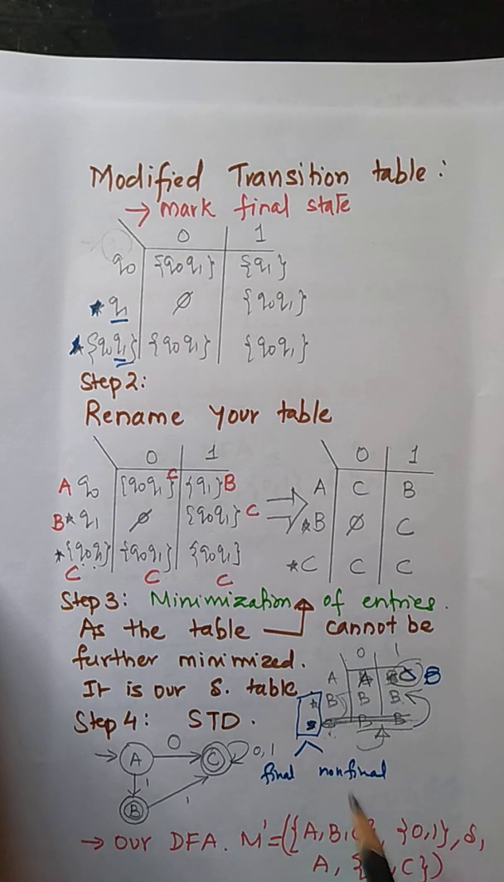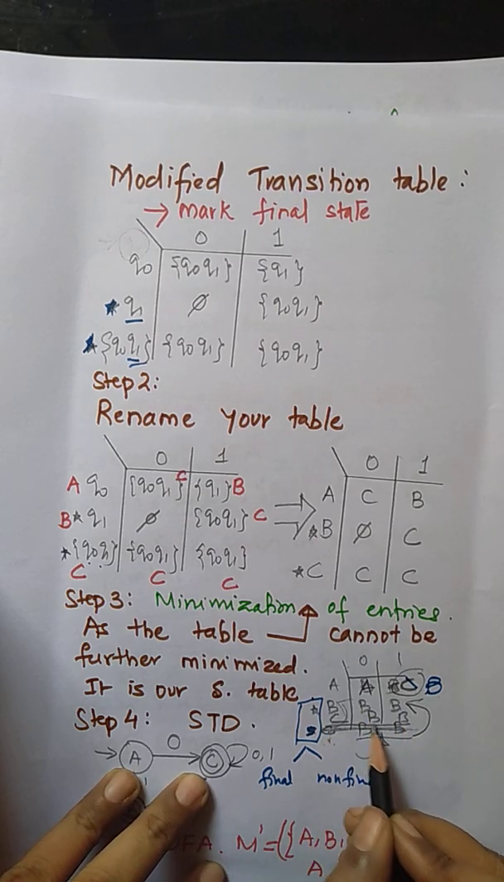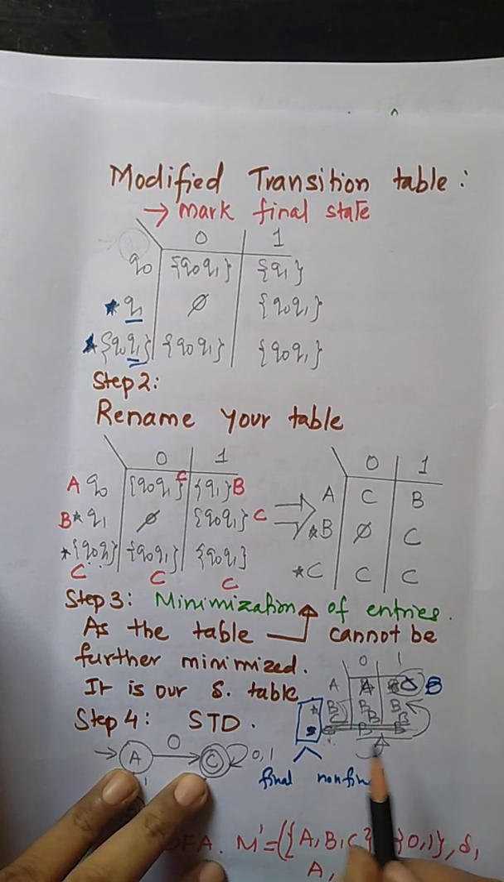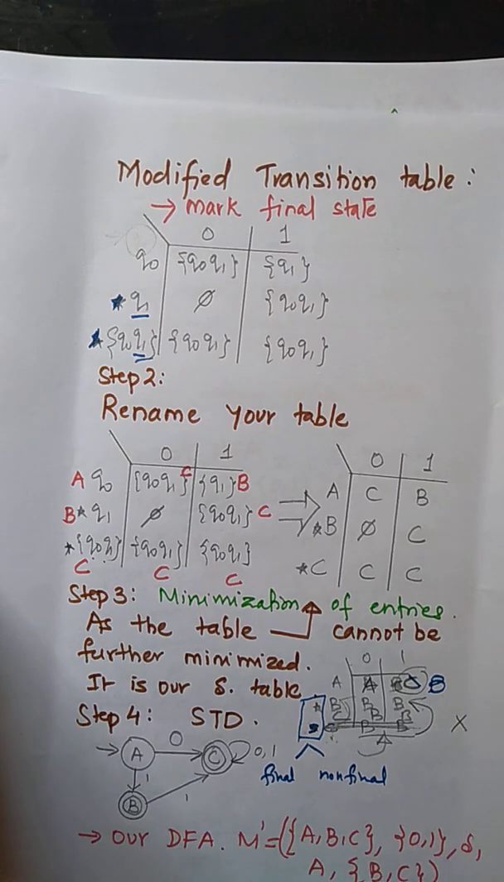So here the previous table was C with BB. C entries are similar to B entries. Now what is the next step? Check the status. Status are not the same. C is the non-final state, B is the final state. At this time we cannot go for reduction.